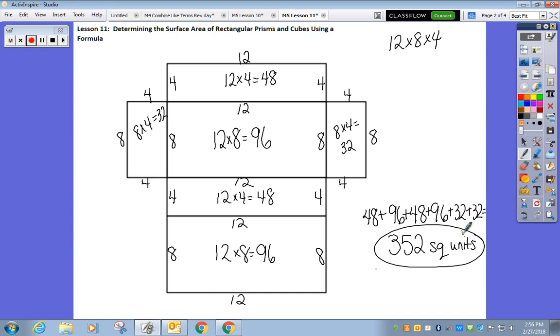Okay, so that's kind of how you would label the net based on the dimensions. Okay, so again, same all the way down the side. Other two dimensions alternate down, and then make sure that these flaps match up. Find the area of each surface and then add them together to find the total surface area.